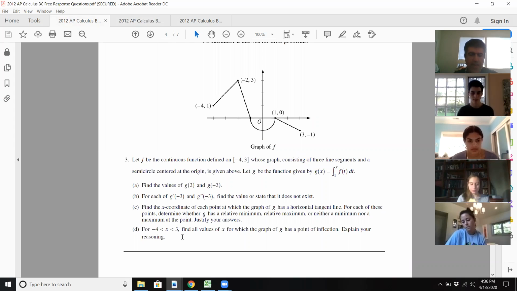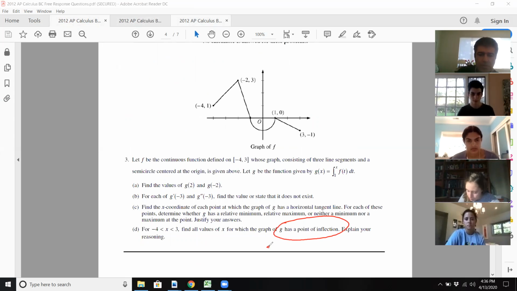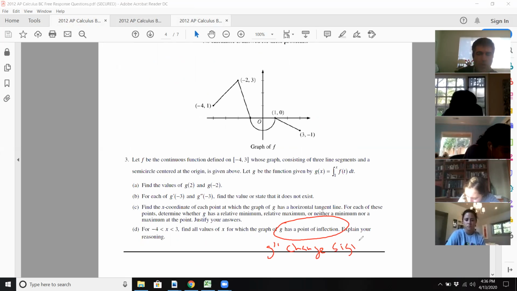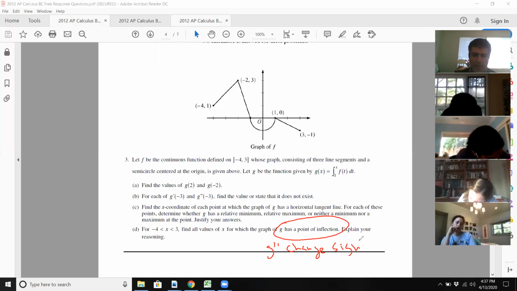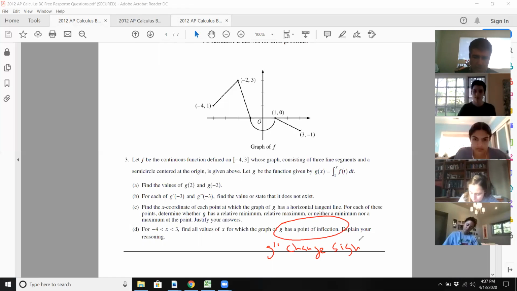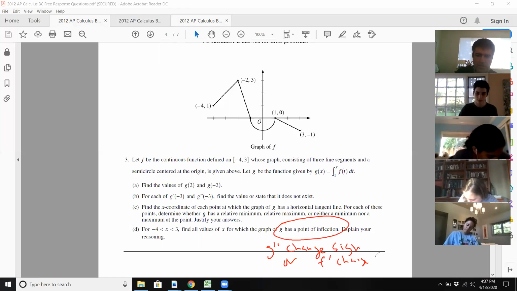Okay, point of inflection. That's where I made my mistake earlier. So remember, for a point of inflection, G double prime has to change sign. It's not where it equals 0, very important. Point of inflection is not when G double prime is 0, because if you had a weird piecewise function, you could still have things look concave up the whole time, or concave down the whole time. G double prime must change sign, or F prime must change sign. That's what has to happen.